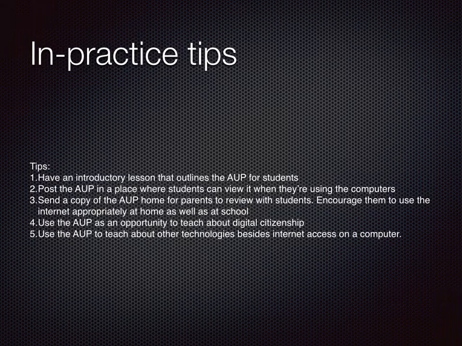Some in-practice tips for acceptable use policy being implemented in the classroom and for drafting are some of these as follows. Having an introductory lesson that outlines the acceptable use policy for students so that they know when they're going to start using the computers, what's expected of them, what the school expects of them, what you as a teacher expect from them, and the kinds of rules that they need to be following when they are using the computer and the internet. You should post the acceptable use policy in a place where students can view it when they're using the computers, sending a copy of it home for parents to review with their students, and encourage them to use the internet appropriately at home as well as at school. Using the acceptable use policy as an opportunity to teach about digital citizenship and other technologies other than internet access on a computer.